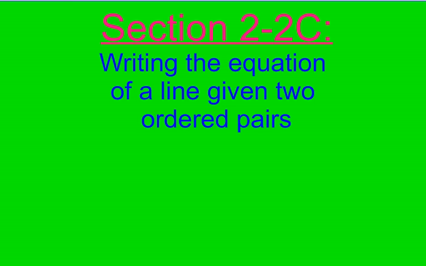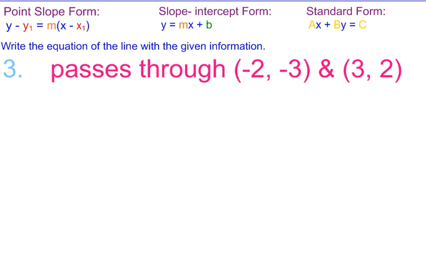This lesson is 2.2c, writing the equation of a line given two ordered pairs. So we have written the equation of a line given a point and a slope. Today what they're not giving us is the slope. So you'll see in number 3 they give us two ordered pairs that it passes through. It passes through (-2, -3), and it passes through (3, 2).